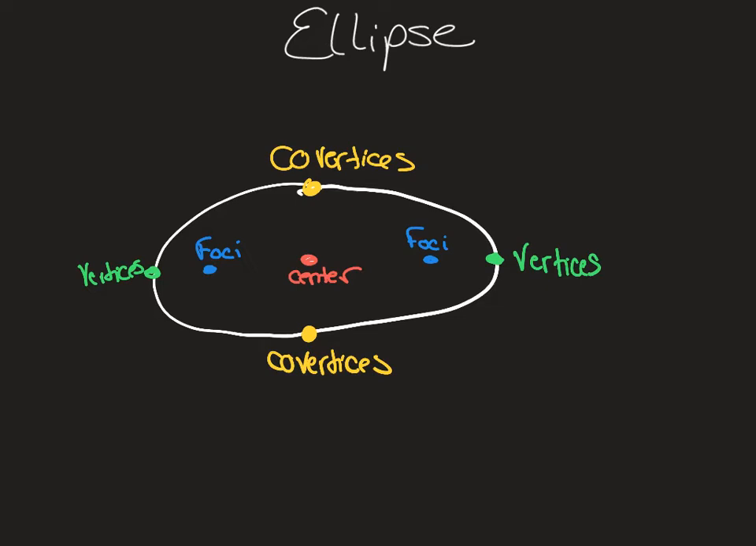So, an ellipse has a thing called a major axis, and the major axis is going to go from vertice through the foci, through the center, all the way to the other vertice. So vertice to vertice is called the major axis.